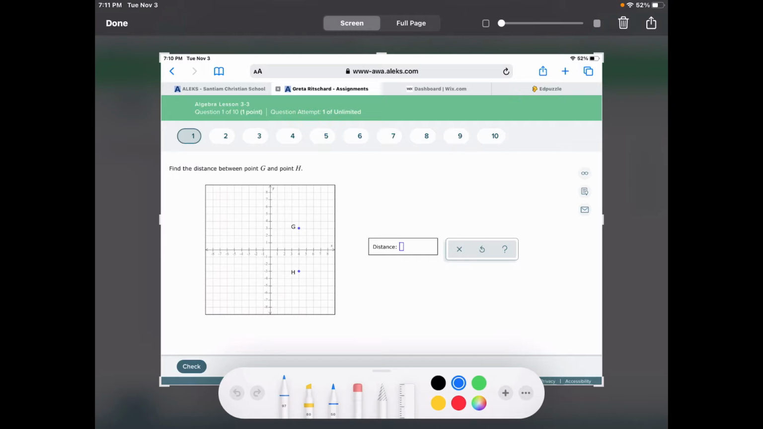So the first problem says find the distance between point G and H. And so we can see point G is right here, point H is right here. I can look and see that that's a 3 and that's a -3. And so the distance between here and here is actually 6. And that's all there is to that when they're straight up and down.